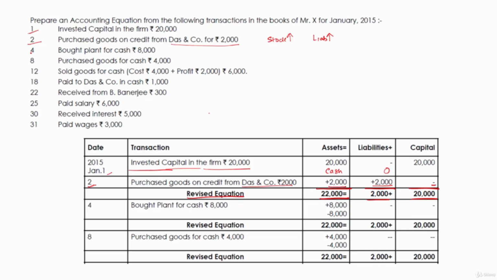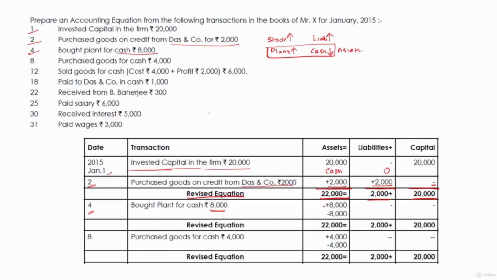Next, on 4th, bought plant for cash 8,000. So what is happening? You are purchasing plant, so it is an asset. It is going up. Asset value is going up by 8,000. But on the other side, cash is coming down by 8,000, and both the transactions are within assets itself. So there is no effect on the liability or capital. Record that. On 4th, bought plant for cash 8,000.